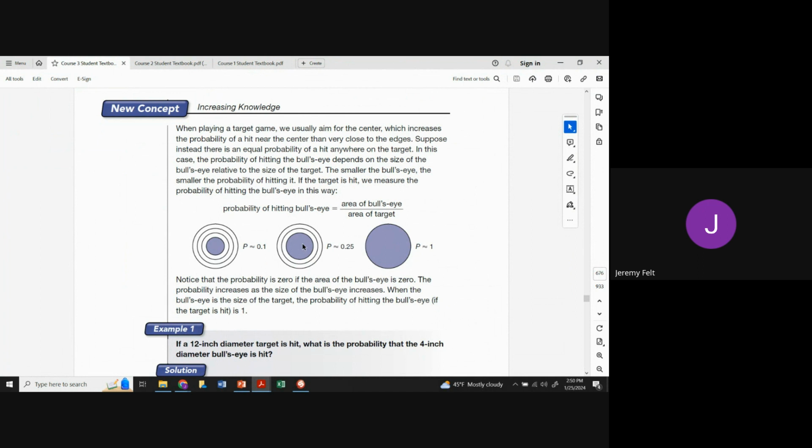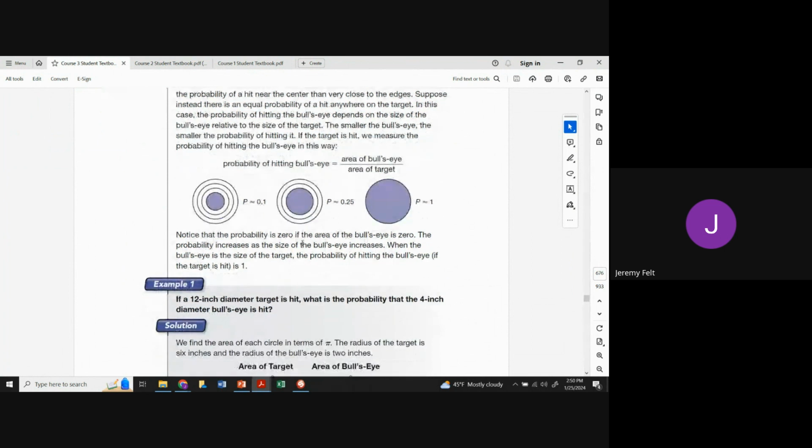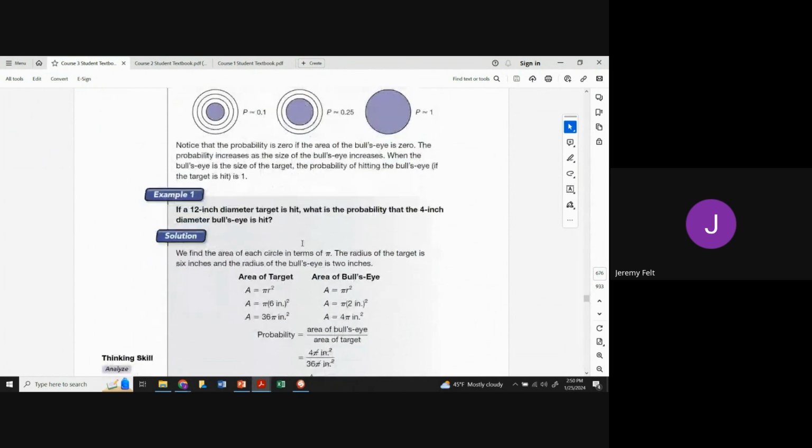That's why some of these archers or dart players or marksmen, people that shoot these targets, the further the distance and the smaller the target, the more skill you have to have or get really, really lucky.